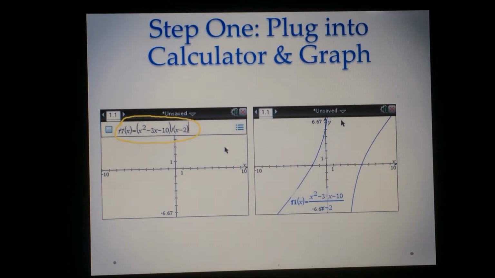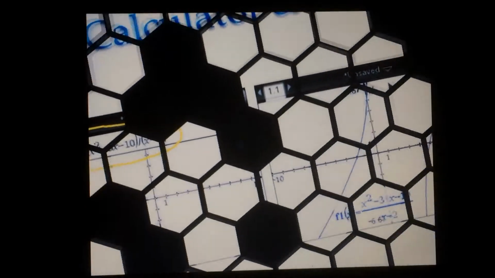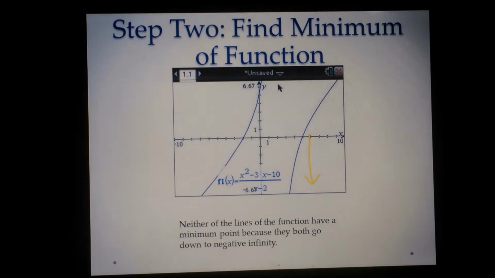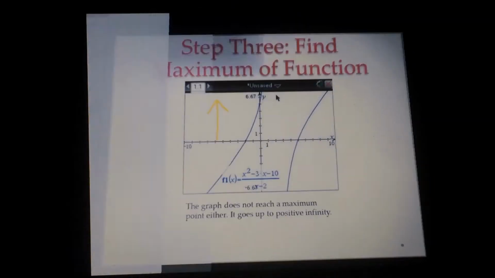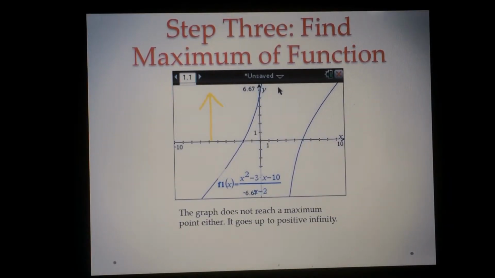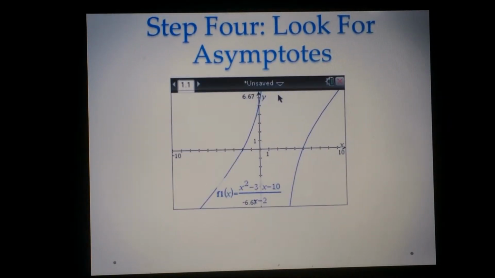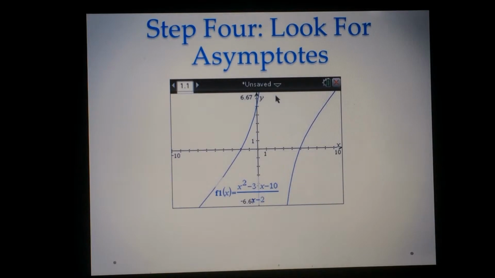Step 1. Plug into calculator and graph. Step 2. Find the minimum of the function. The minimum of this function is negative infinity. Step 3. Find the maximum of the function. The maximum of this function is positive infinity. Step 4. Look for asymptotes. This function does not have any asymptotes.